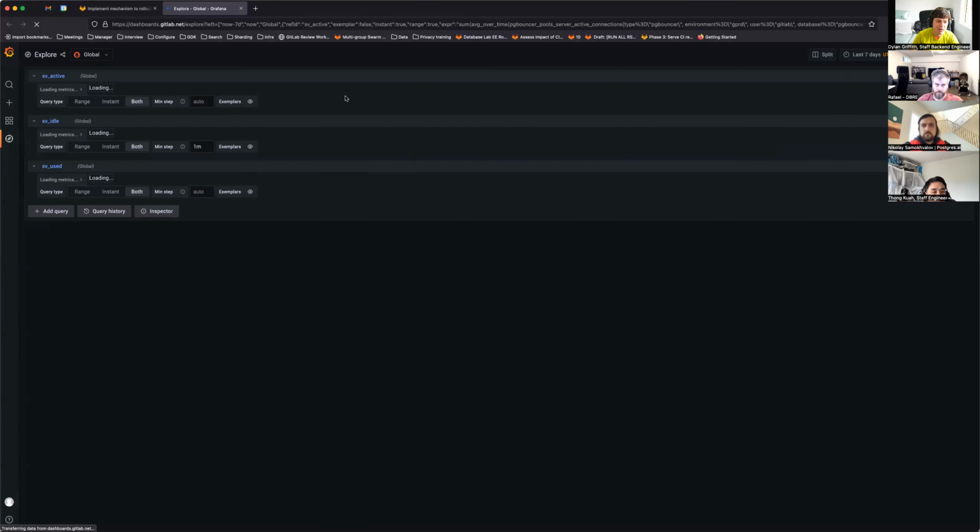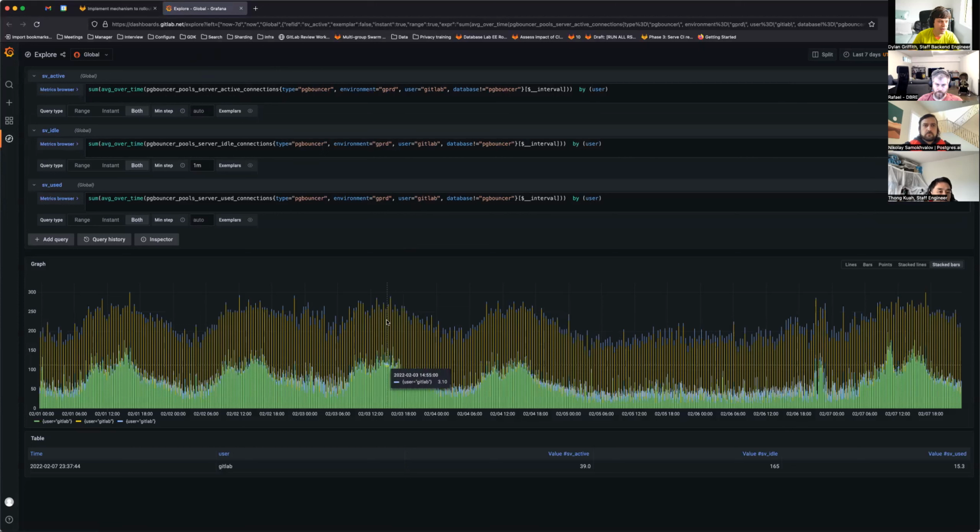Let's see if this loads. I'm not very good at using the Thanos thing to generate useful graphs, and there's probably a better way to do this than what I've done. But I've got a stacked bar graph that shows us over time the sum of the different connections open from PGBouncer to the primary Patroni database. And there are three different types: the active connections, the idle connections, and the used connections.